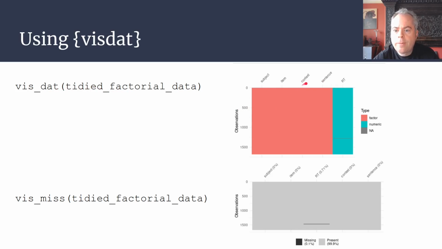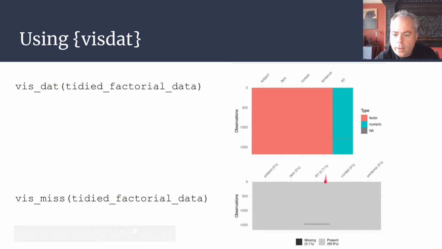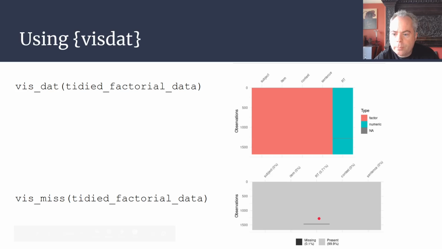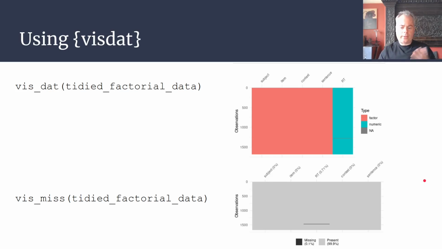We're given the 5 columns in our data set and what type they are. And interestingly, down here we can see we've got some missing reaction time data. So we can explore that in a little bit more detail using the vismiss function, and we are told that we have some missing data here. So we can see we've got about 0.1% of our data are actually missing. So that's a nice way to quickly visualize our whole data set and help us understand what might be going on.